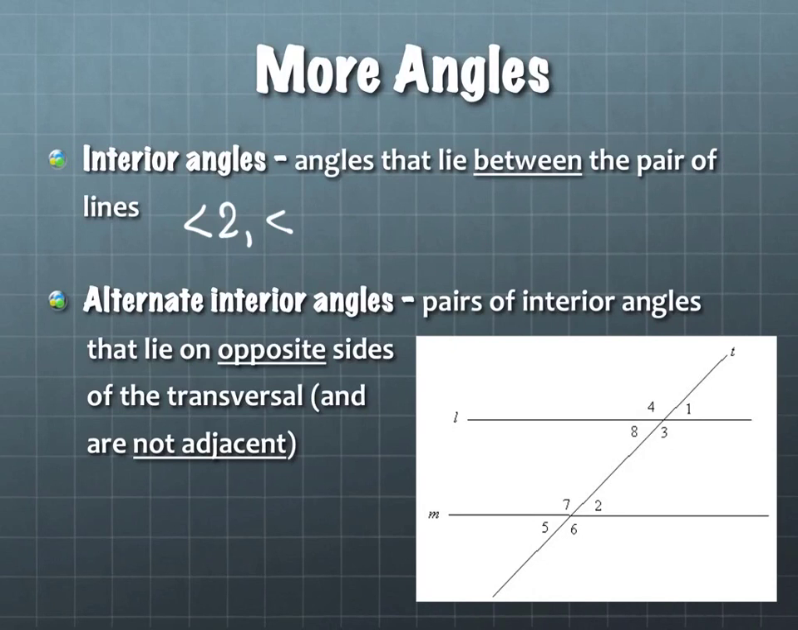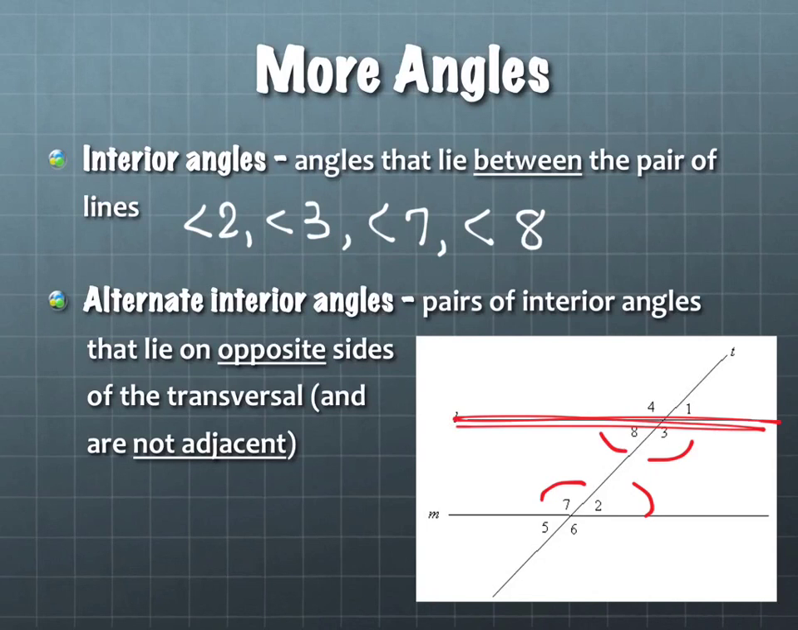2, 3, what else? 7, and 8. Okay, so visually it's these 4, right? They are in between this line and this line. So those are interior angles.